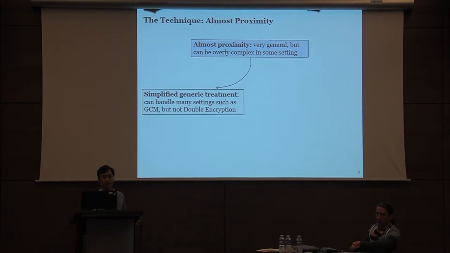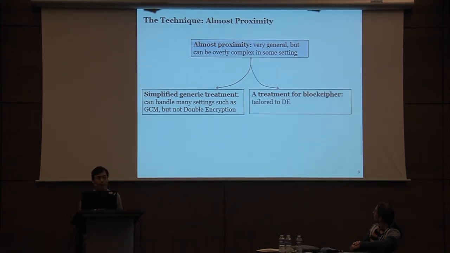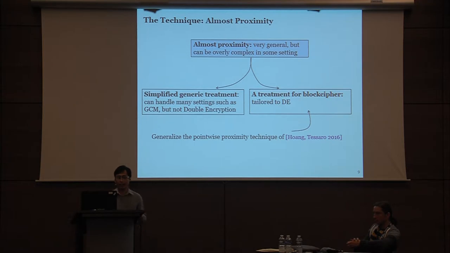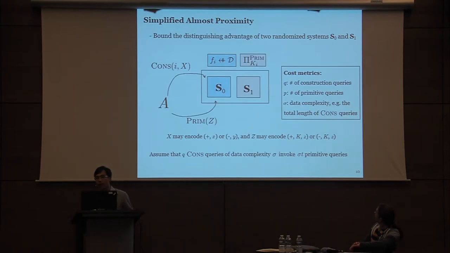This simplified treatment can handle many real-world settings, such as the Galois counter mode, but unfortunately, it doesn't work well with double encryption. We therefore provide another specialized treatment of our technique that is tailored to the specific setting of double encryption. This specialization can be viewed as a generalization of our pointwise proximity technique in Crypto last year. So let me now introduce the simplified framework.